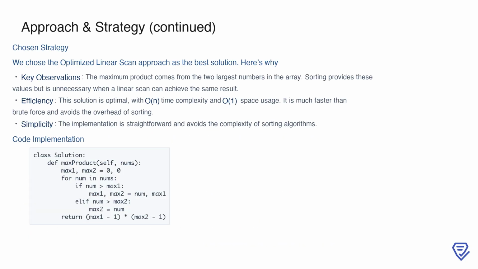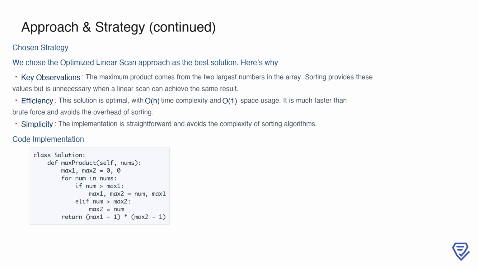Among the approaches discussed, the optimized linear scan is the most efficient and was chosen as the best solution for this problem. The reasoning behind this choice rests on a few key observations. First, the maximum product always comes from the two largest numbers in the array, and while sorting can identify these values, it introduces unnecessary overhead. The linear scan achieves the same result without sorting, making it more efficient.